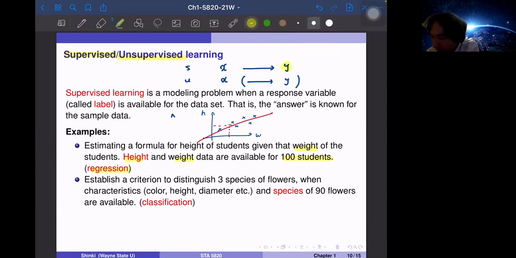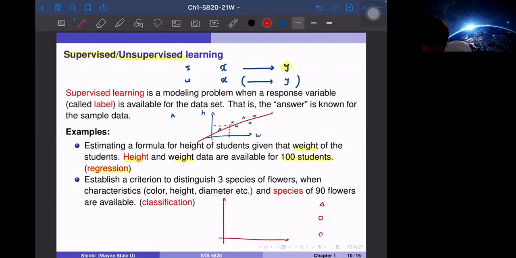And another famous problem is classification. So establish a criterion to distinguish the 3 species of flowers when characteristics such as color, height, and diameter of flowers are available. And the species of 90 flowers are also available. So we have the 3 species and we have a data set. One species is represented by a triangle, another by a square, and the other by a circle.